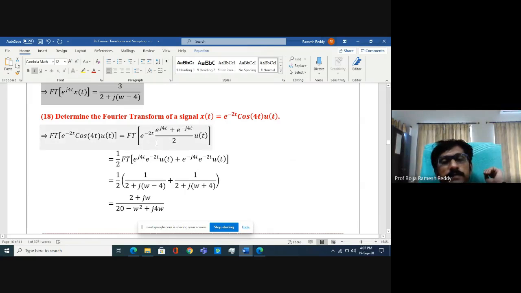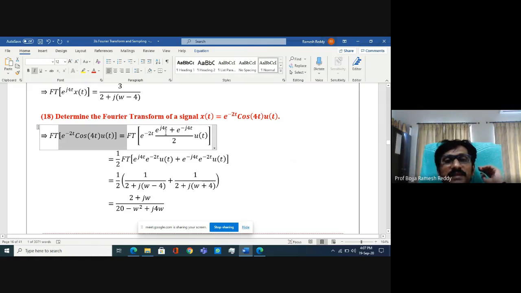It is similar to the previous question. Determine the Fourier transform of the signal e power minus 2t cos 4t u of t. Here, convert the cos function like this: e power j4t plus e power minus j4t by 2, that is, e power j theta plus e power minus j theta by 2. Now take the product like this.